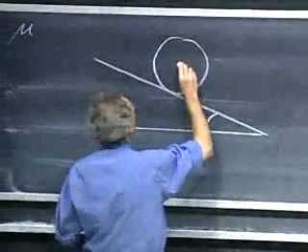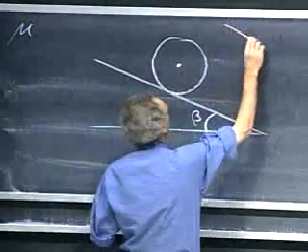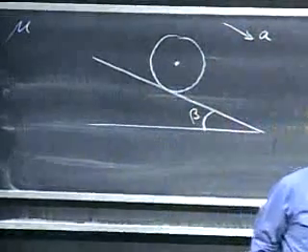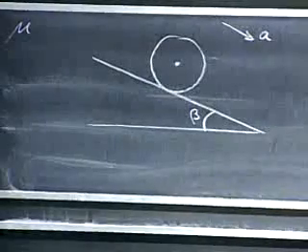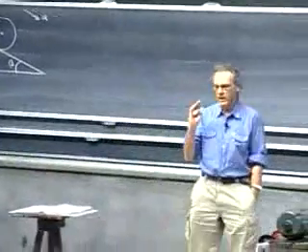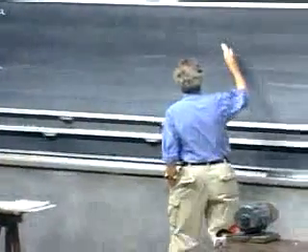And this object is going to roll down and is going to get an acceleration in this direction, A. And I will evaluate the situation when we have pure roll. That means the object is not skidding and is not slipping. What is pure roll?